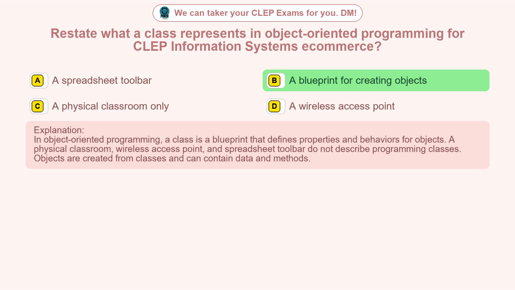In object-oriented programming, a class is a blueprint that defines properties and behaviors for objects. A physical classroom, wireless access point, and spreadsheet toolbar do not describe programming classes. Objects are created from classes and can contain data and methods.